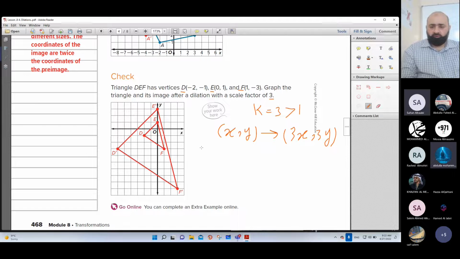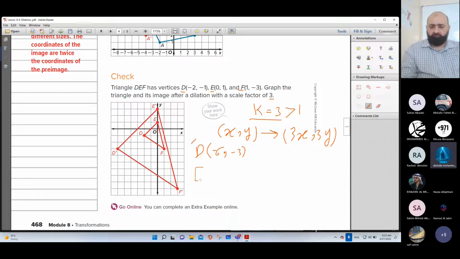Because k equals 3. Great. So at first, you can draw DEF. This is the pre-image. Then you can find D prime. Take minus 2, multiply by 3. Minus 2 times 3 will be minus 6. And take minus 1, multiply also by 3. Minus 1 times 3 will be minus 3.